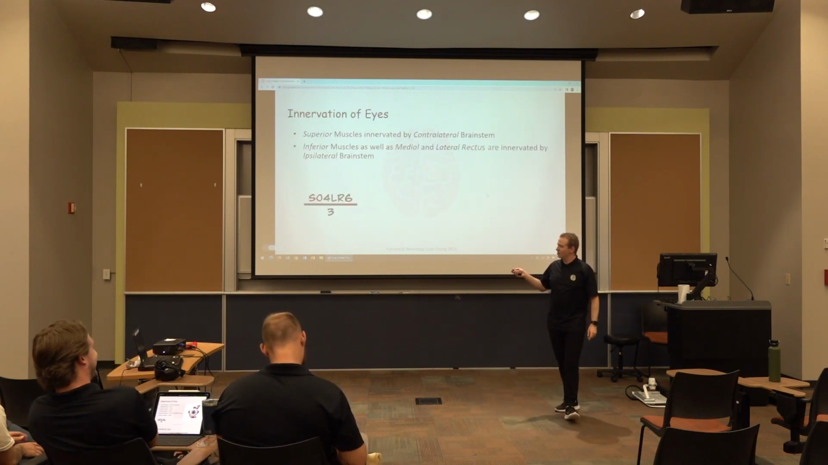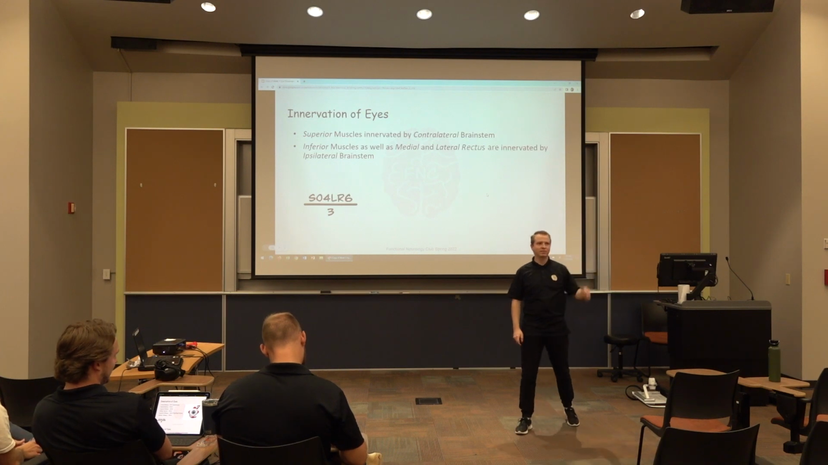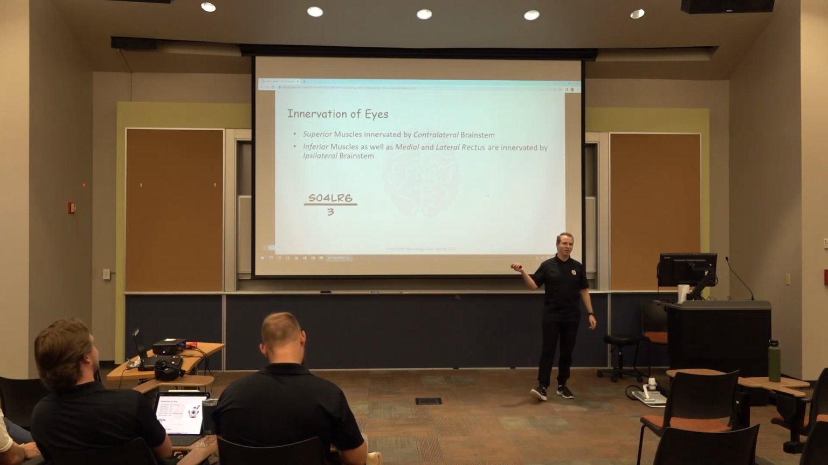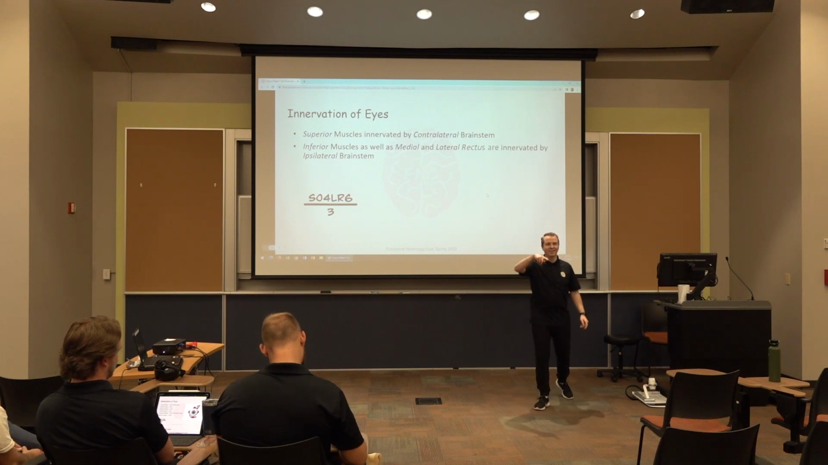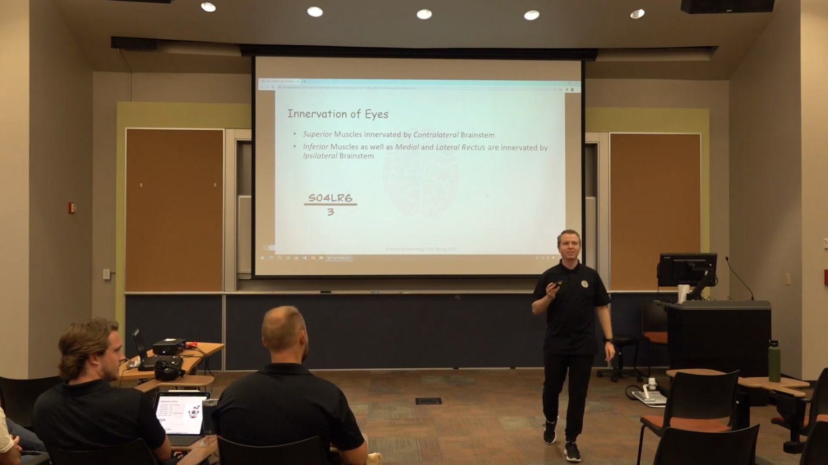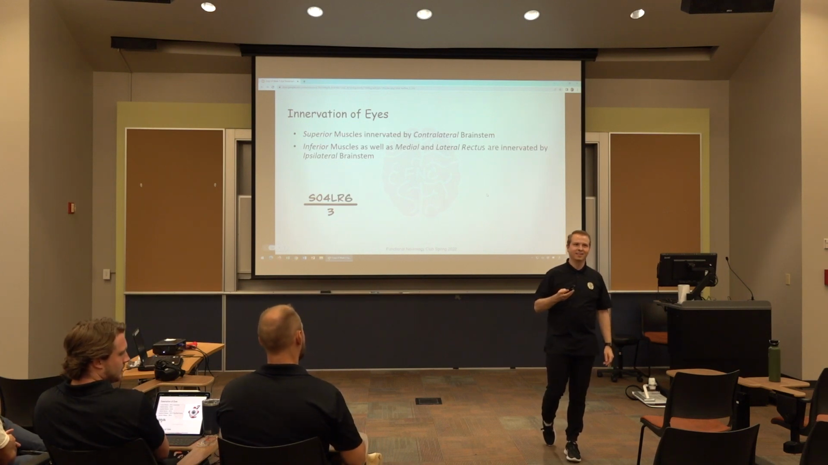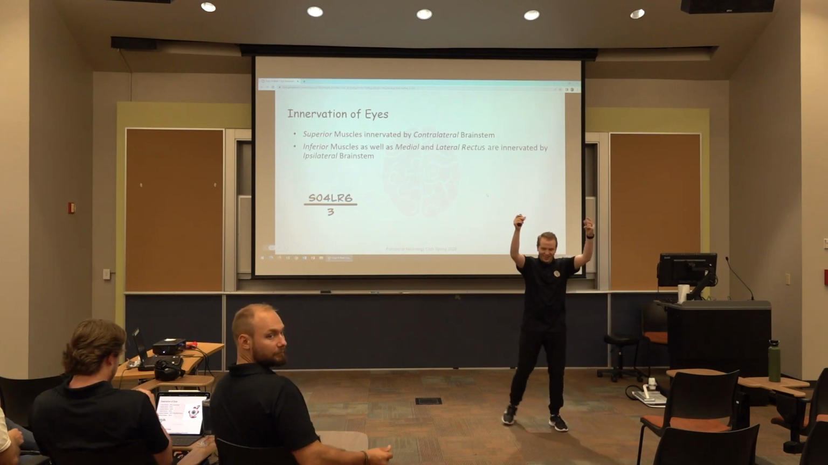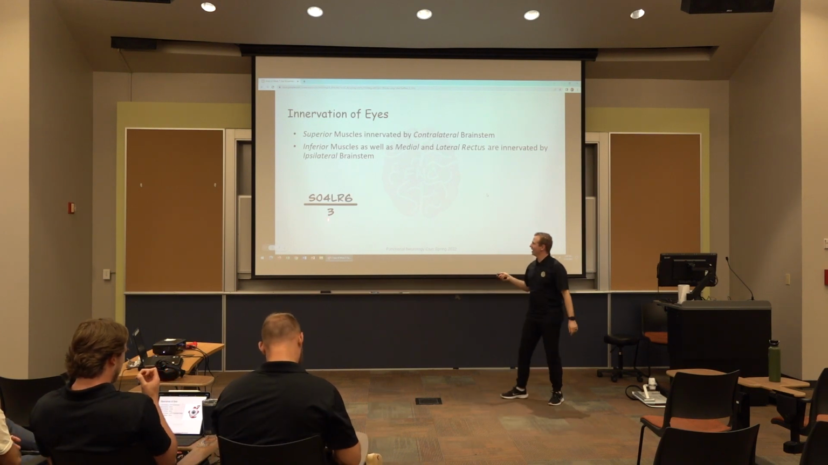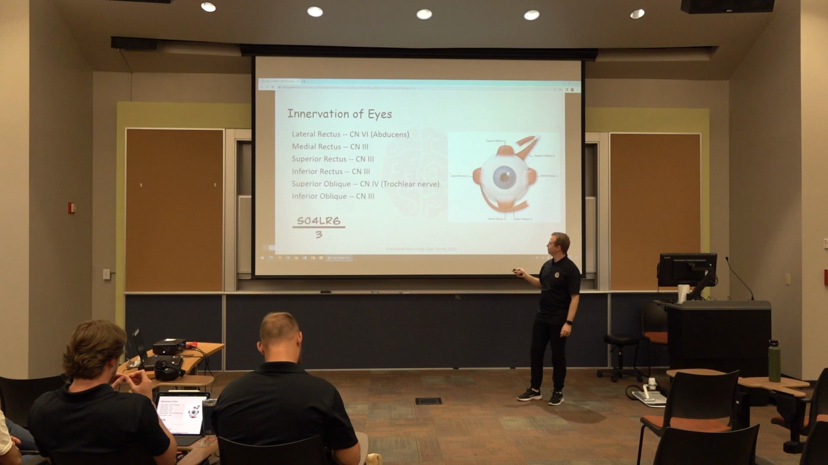SO4, LR6, all over 3. What does that mean? That is a great question. Superior oblique is cranial nerve 4, lateral rectus is cranial nerve 6, and the rest are cranial nerve 3. So everything else will be cranial nerve 3.